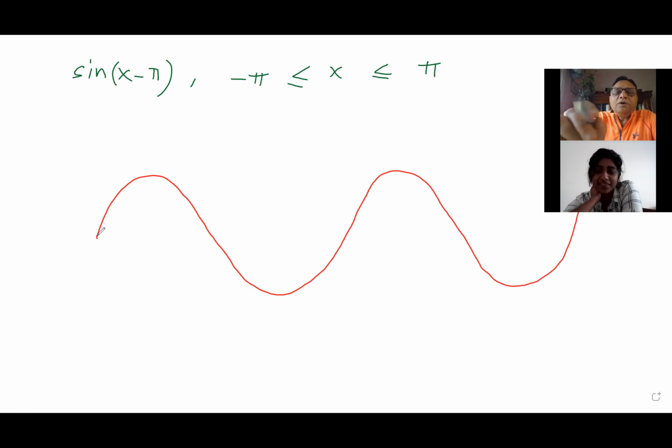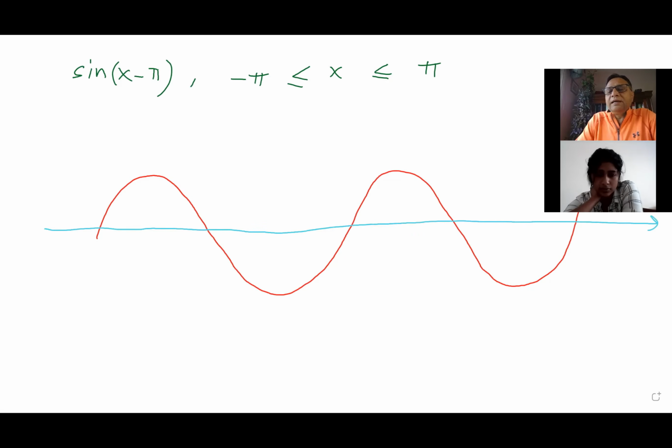Clean. Now, there is no vertical shift, and the amplitude is also one, correct? Clearly, what we are doing here is sketching it. I'm just drawing a line here, so that becomes my x-axis. Is that clear to you? Okay, there we go. So that's my x-axis.